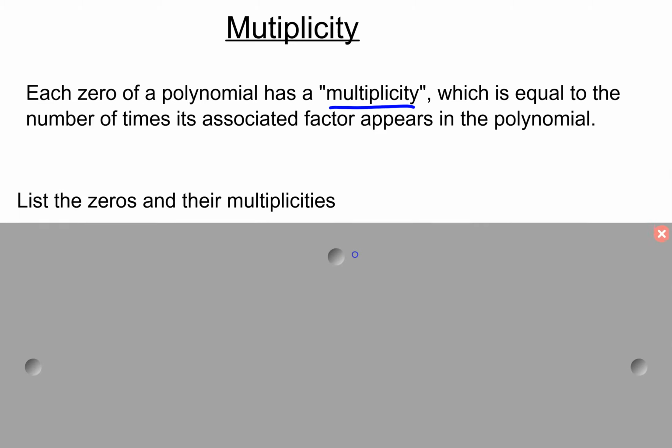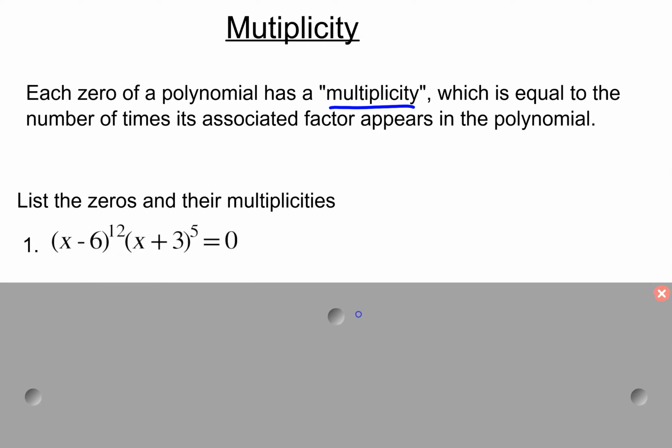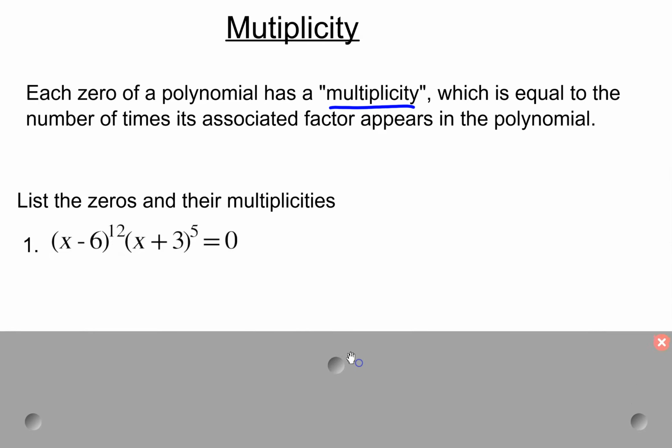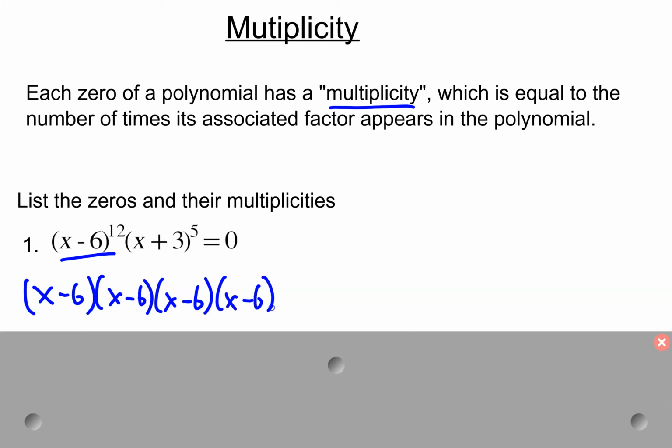That may sound like a strange comment, so let's look at an example to show you what I'm talking about. Okay, here I have an equation that has one factor x minus 6 that has an exponent of 12, and another factor x plus 3 that has an exponent of 5. What this would literally mean if I wrote it out is x minus 6 would have to be multiplied together by itself 12 times, right?